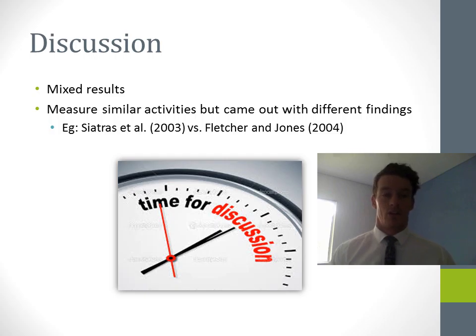So, looking further into these findings, like I said prior, very mixed results, although the articles themselves cover very similar activities, all explosive, powerful movements such as your sprints or your vertical jumps. So easy to cross over, easy to compare results, but still findings were very different. For example, Citrus versus Fletcher and Jones, both looked at sprint times and both came out with completely different results.